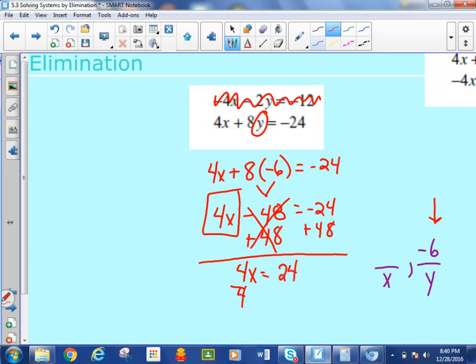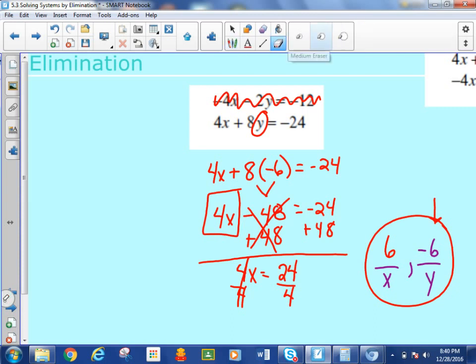Now we'll divide by 4. Divide by 4. 24 divided by 4 gives me a +6. There's my answer to my system of equations. 6, -6 is where these would intersect if I were to graph them out. But in this situation, if we were to graph it, it would take us multiple steps to get both of those equations into that y equals format, which is where the elimination method takes priority. If you know that method, it saves you time.